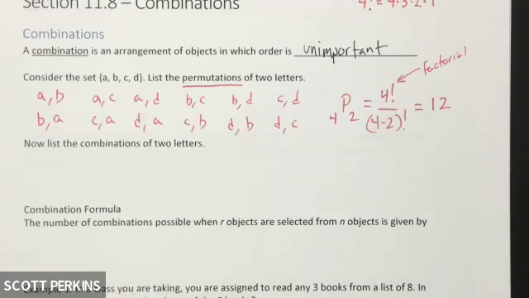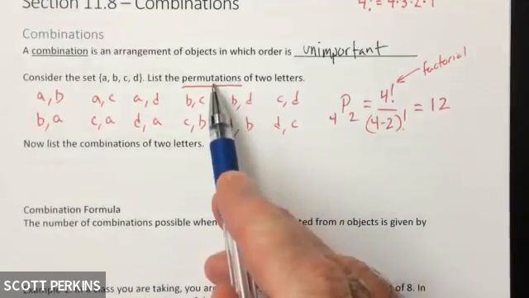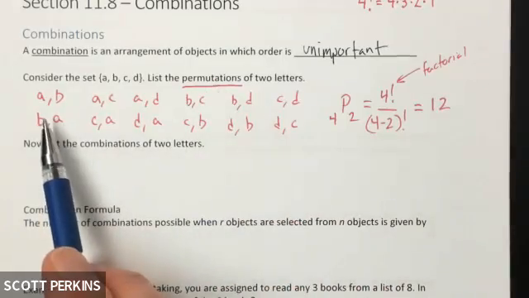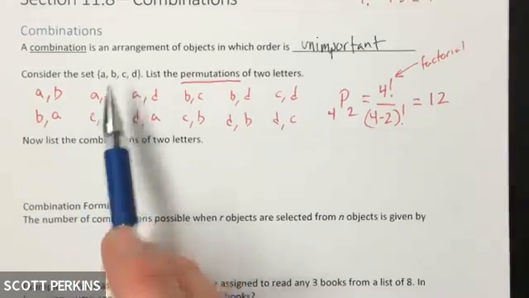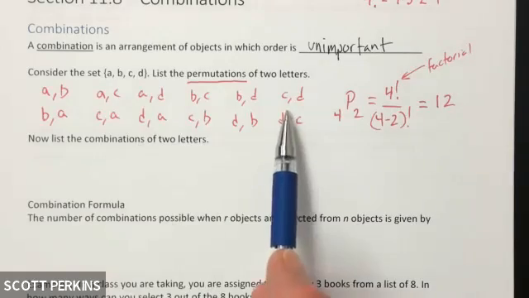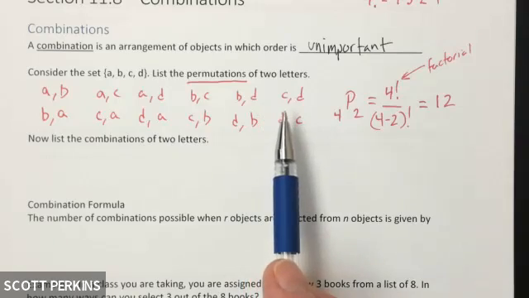Okay, so for those of you who just walked in, we're at the top of the page. I basically just spent a few minutes reviewing the idea of a permutation, something where order matters, and we listed out all the permutations when I grabbed 2 letters out of these 4. So there's 12 different permutations, 12 different arrangements where the order matters.